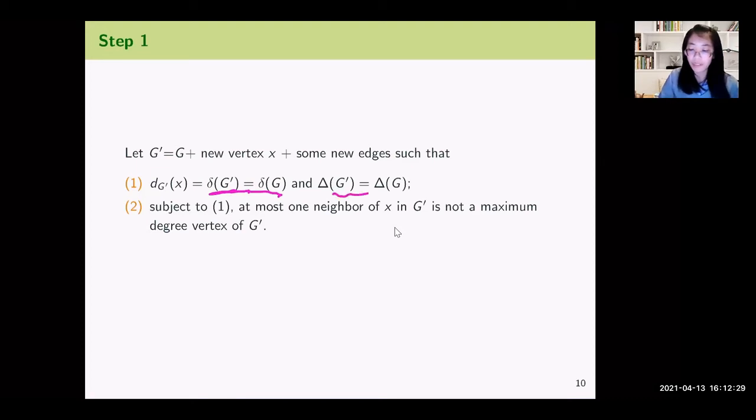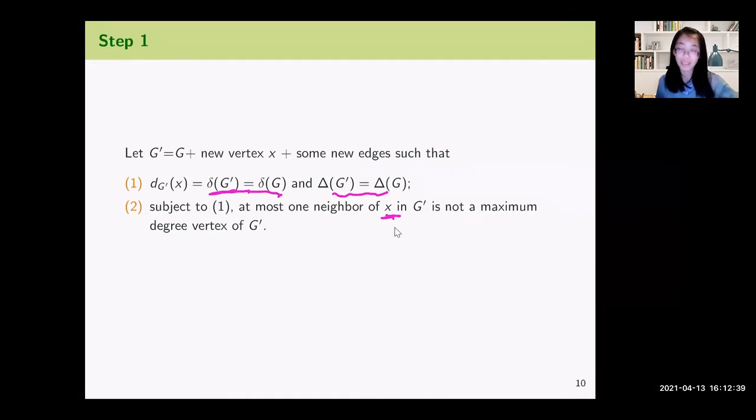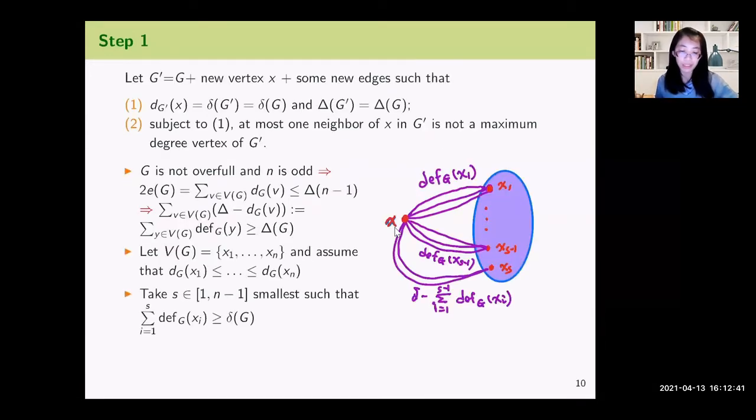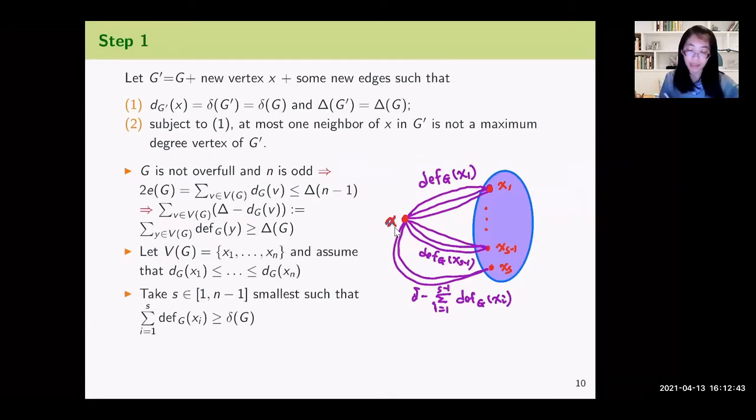And I require the 2 graphs to have the same maximum degree. And subject to 1, I want at most 1 neighbor of X in G prime which is not a maximum degree vertex of G prime. So to do this is just by doing some analysis.